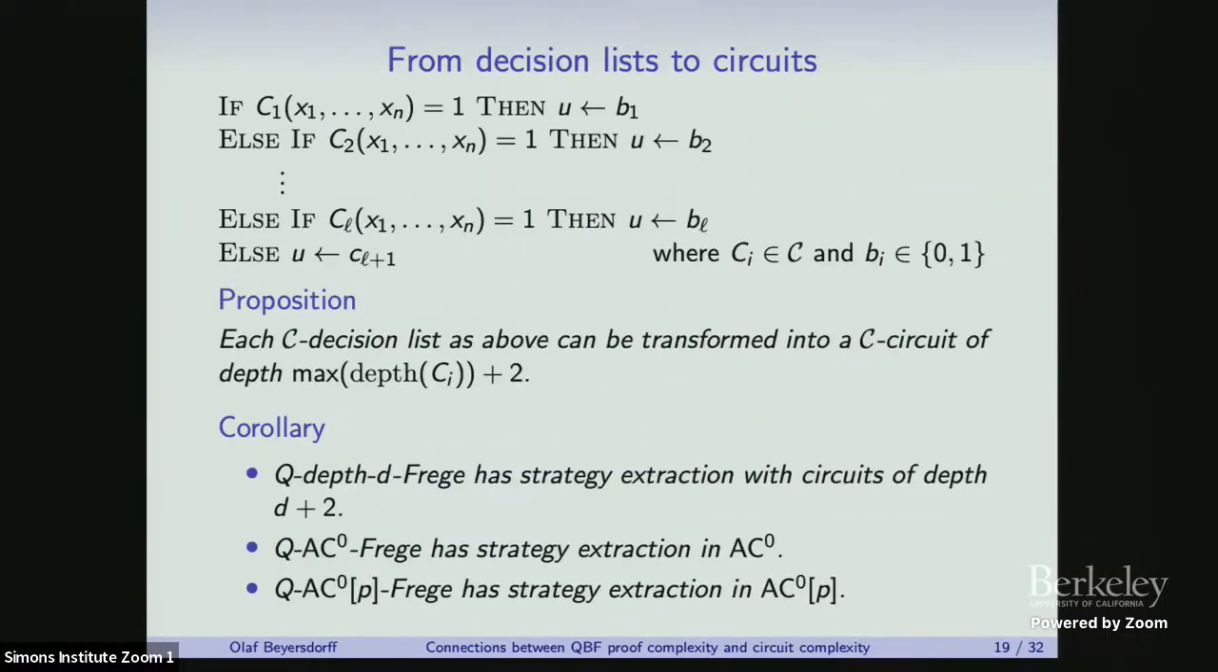Okay, and once you have such a decision list, it's not actually hard to turn this into a circuit. So here the conditions were circuits, but you can turn this into one single circuit, where the depth increases by 2. And what this means is that if you look at depth D Frege, for instance, you have strategy extraction with circuits of depth D plus 2. But if you have AC0, then this plus 2 doesn't matter, and you get strategy extraction in AC0, likewise for AC0 mod P and the other classes. So we have strategy extraction more or less exactly in the computational paradigm on which the lines live.